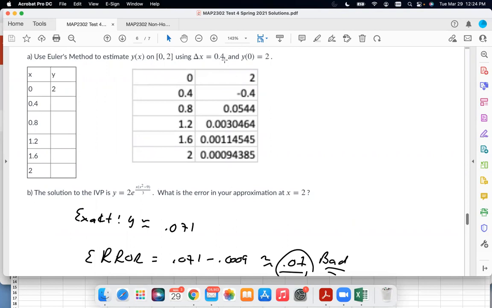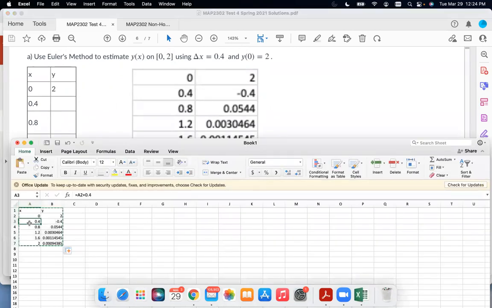If I had done like 0.01 for fun, let's do that. So let's say this equals plus 0.01. And then redo these. And then I need to scroll down until I reach 2, which I think would be about 201.